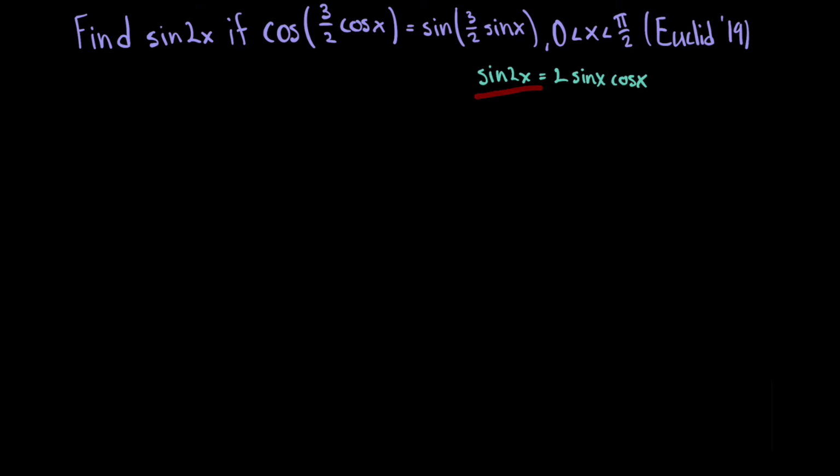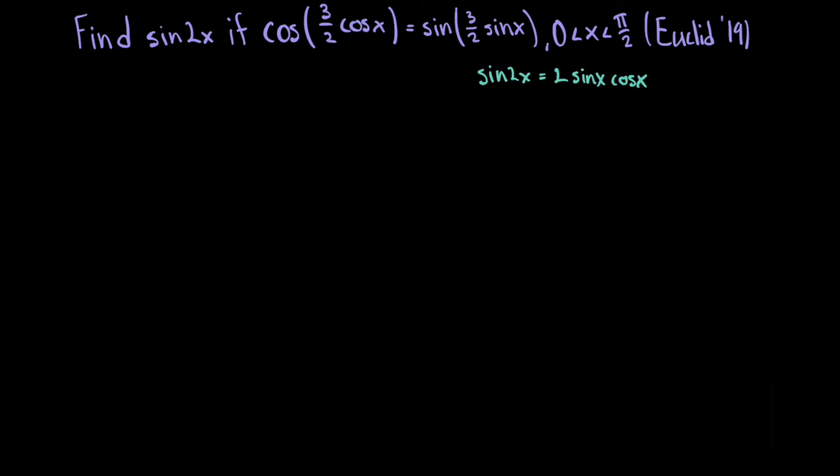Now we go on to the actual equation. Cosine of 3/2 cosine x is equal to sine of 3/2 sine x. Well, this is tricky. There is no formula to help us with cosines of cosines or sines of sines, so we have to manipulate this equation somehow to resemble something that we actually know how to solve.